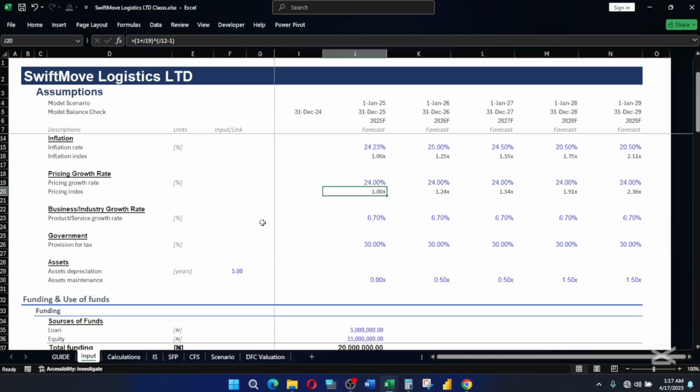When we come back in the next class, we'll see how to integrate our assumptions into calculation.